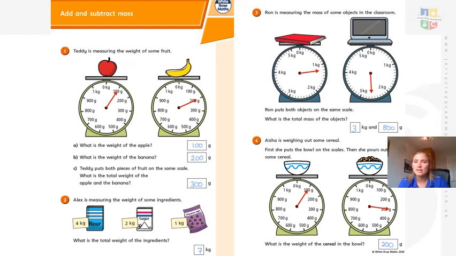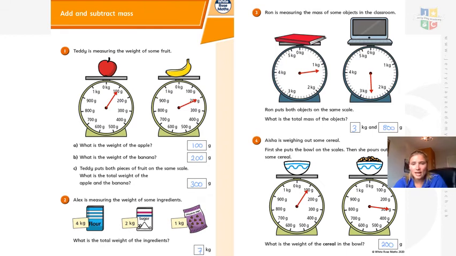For the next part, Ron puts both objects on the scale and he wants to know the total mass, the total weight. So you'll need to add them. First of all, work out that the book is going to be 1.2 kilograms and the computer is going to be 2.6 kilograms. So if you added those two numbers together, you would have got 3 kilograms and 800 grams.